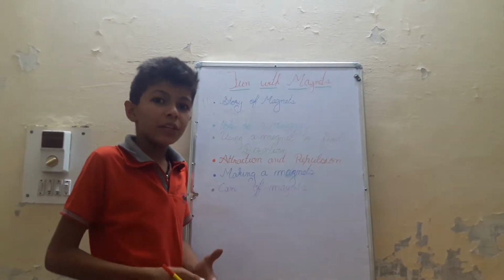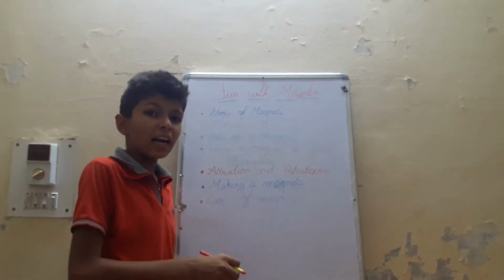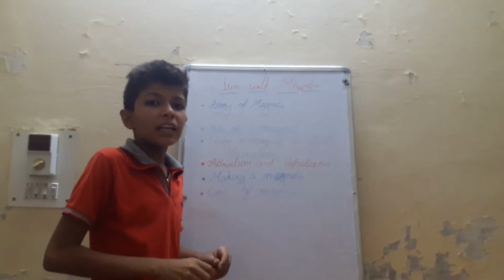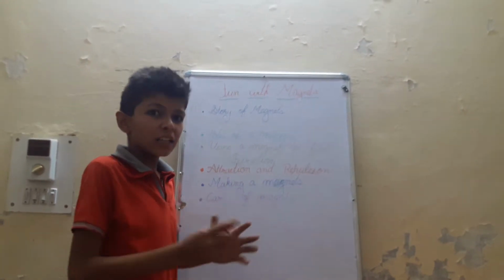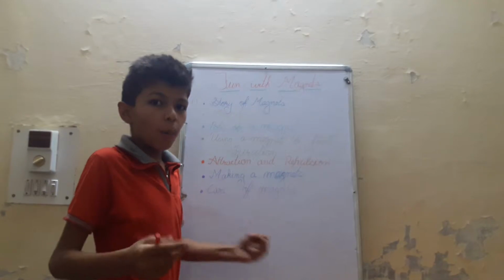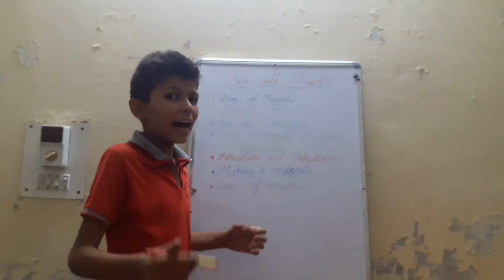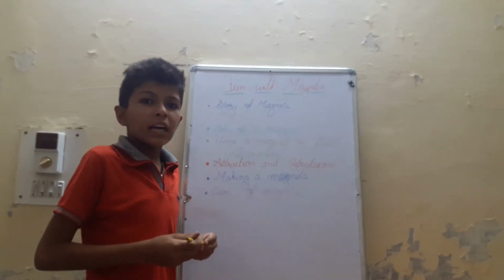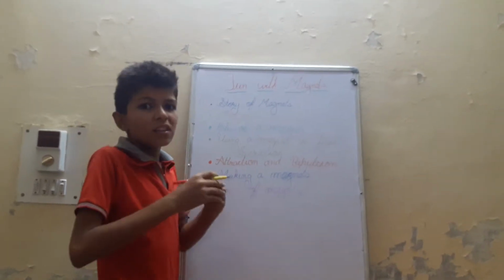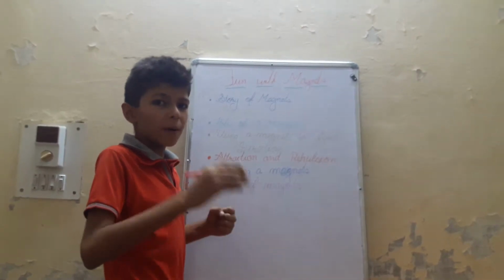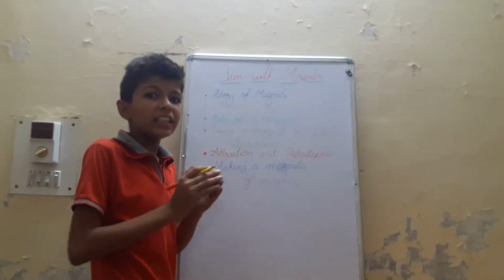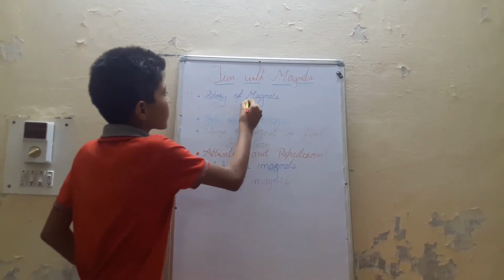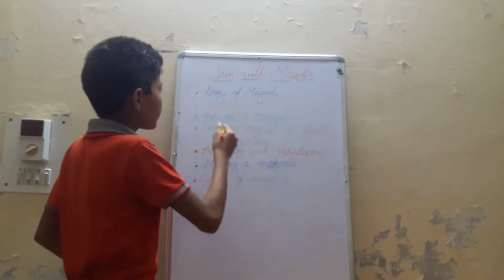It was a large stone. Then he tried to pull his foot out of it. Then he noticed that iron, steel, cobalt and nickel were attracted towards the magnet. The name of that shepherd was Magnus, and they lived in Magnesia. So the word came to be magnets.